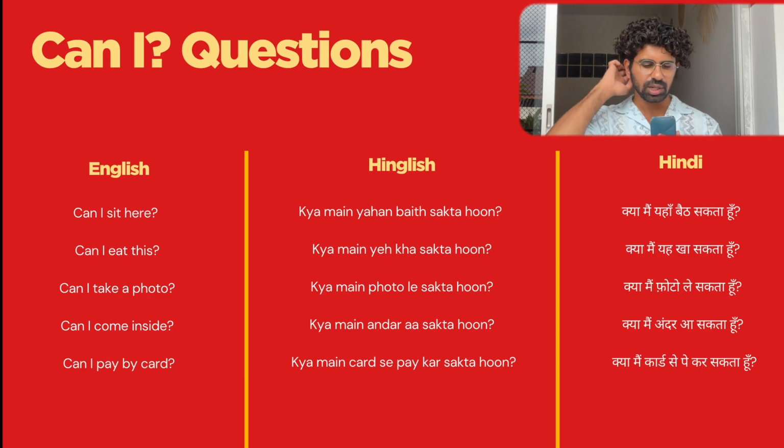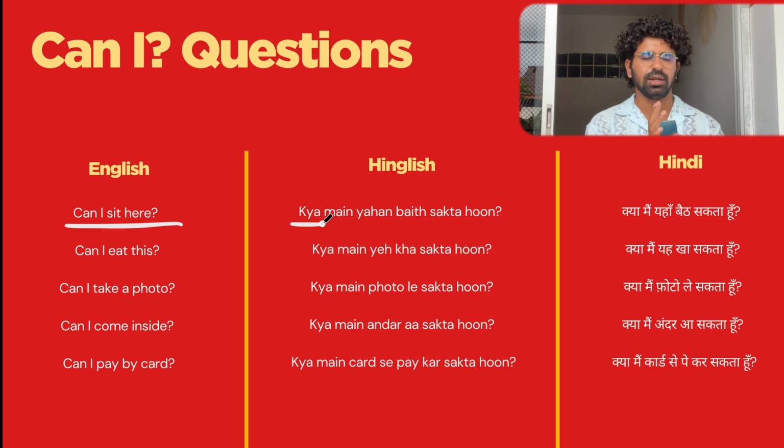Okay. Now we have "can I" question forms. Can you do something? The first one is: can I sit here? To sit is baithna. If it's a question form, it starts with can. Can I sit here? क्या मैं यहाँ बैठ सकता हूँ?